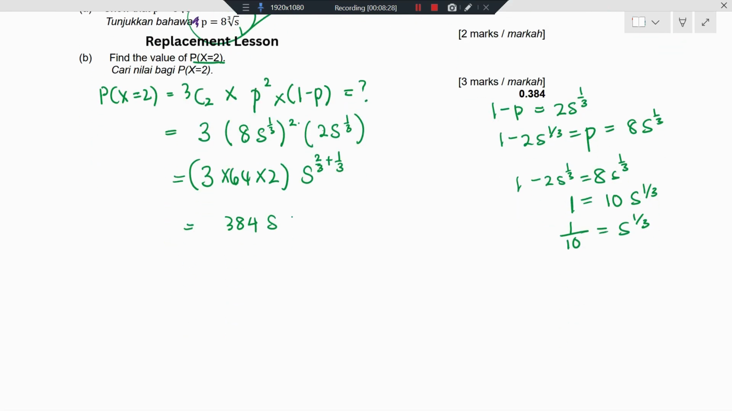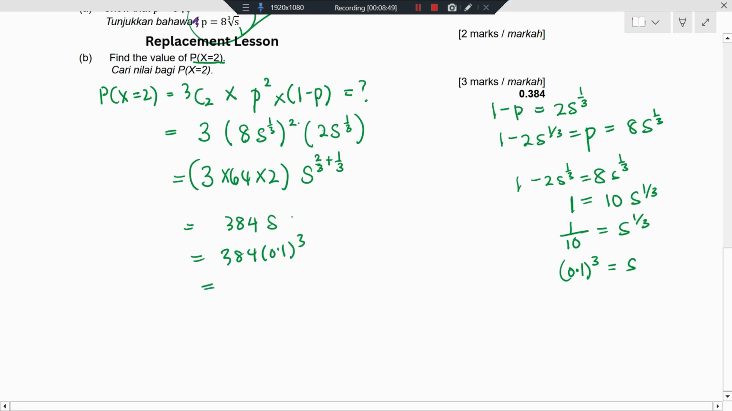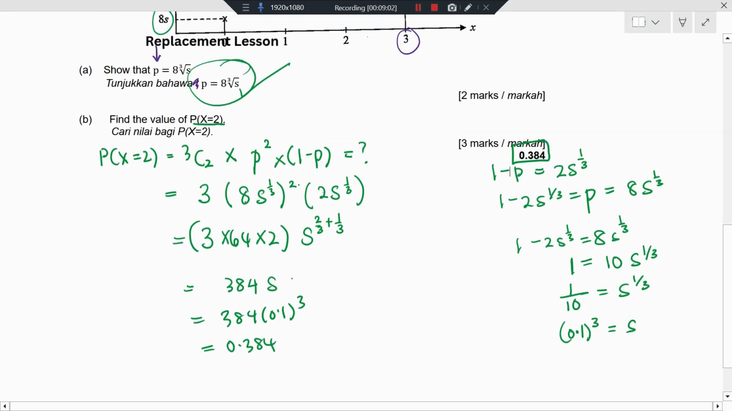And then the power 1 over 3, you bring to this side. This 1 over 10 is 0.1. Power 1 over 3 is the cube root, so when you go to the opposite side, it becomes power of 3. So S is equal to 0.1 cubed. So let's substitute here and multiply it. And then you should be getting 0.384, which tallies with our first given answer, sorry. Okay, so let me go for the next question.